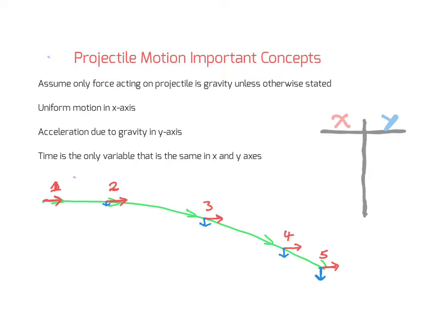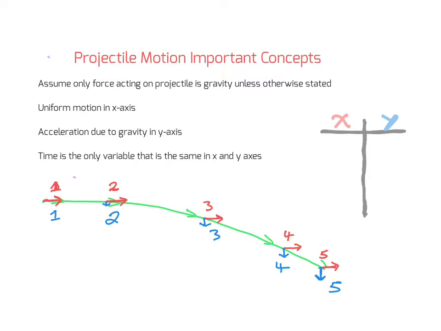The third point is that acceleration due to gravity is in the y-axis. So there will be acceleration in the y-axis. So there is no velocity in the y-axis at the beginning, point number 1. At number 2, in the y, we see the beginnings of a velocity downward. And if we move to 3, 4, 5, we see that that velocity vector starts to increase, and that is because there's acceleration in that direction.